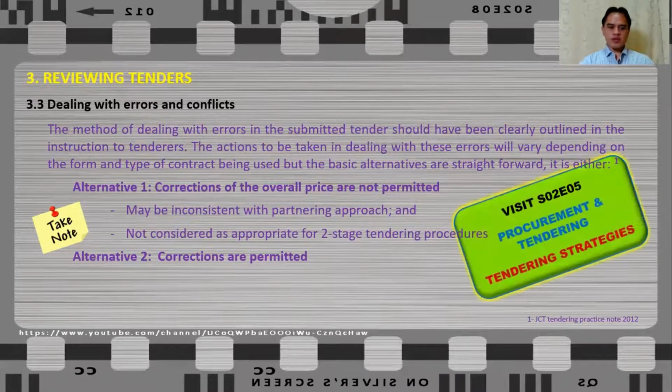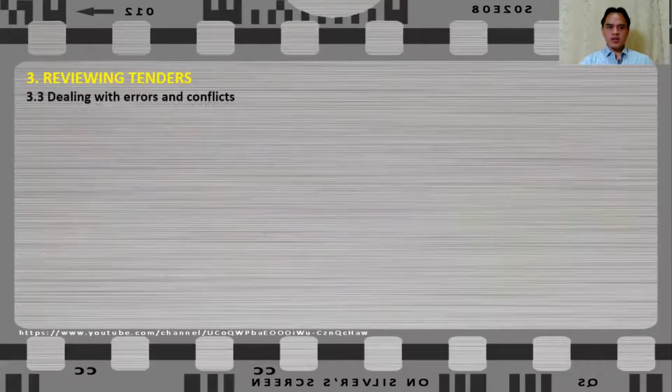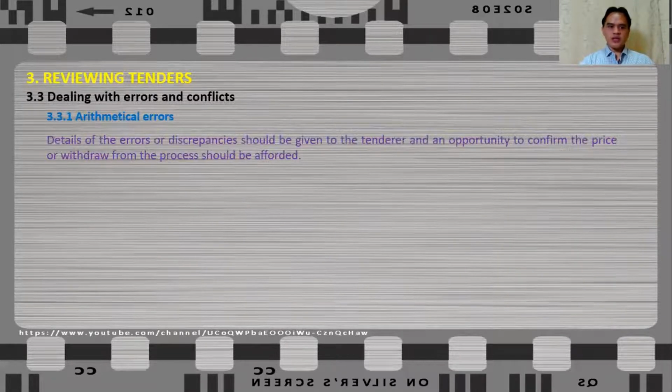Please visit my previous video about tendering strategies to understand why this alternative is not appropriate for a two-stage tendering strategy. On the other hand, if corrections are permitted, it should be noted that it can be open for abuse if not properly supervised. Let us deal with the arithmetical errors. Details of the errors or discrepancies should be given to the tenderer, and an opportunity to confirm the price or withdraw from the process should be afforded to the tenderer.